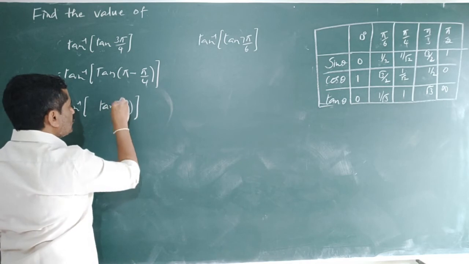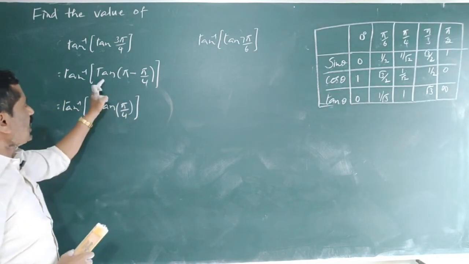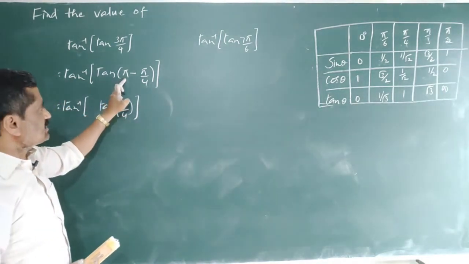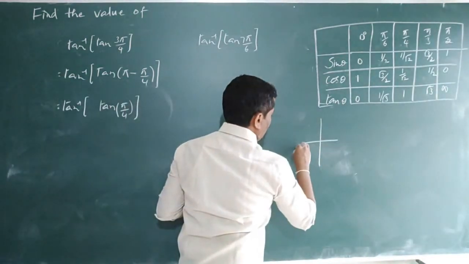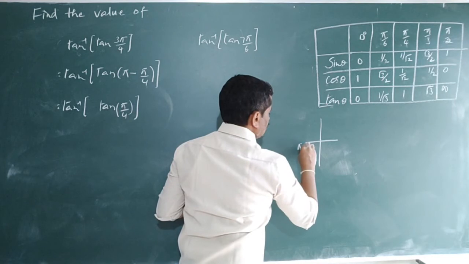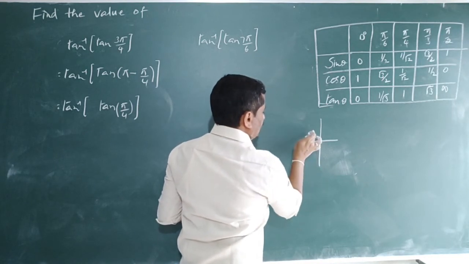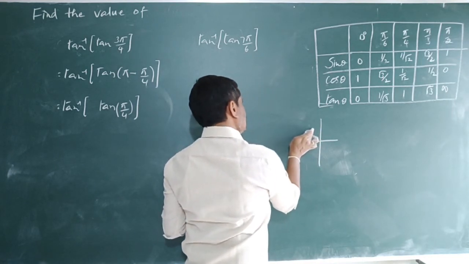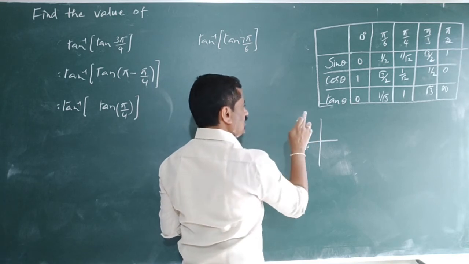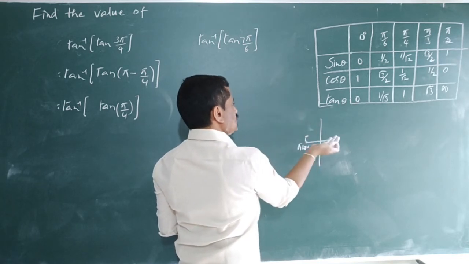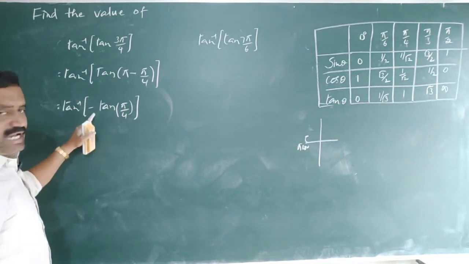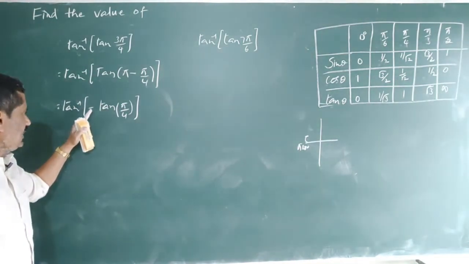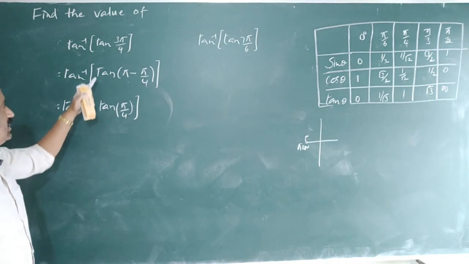Okay, again we have to determine the sign. Tan of pi minus pi by 4: here we have pi, that is 180. 180 minus means it comes in which quadrant? Second quadrant. In the second quadrant sine is positive, whatever remains is negative, therefore tan is negative. So the sign is very important, children.